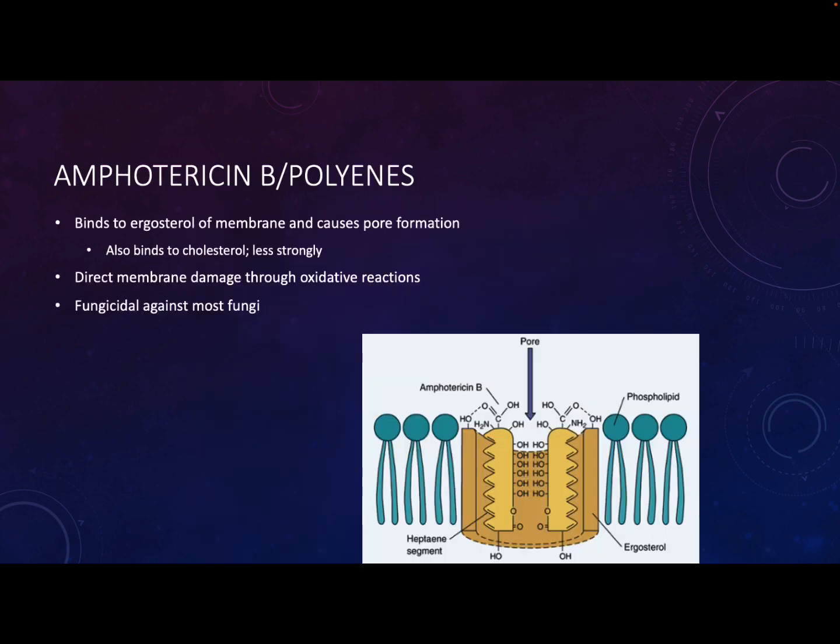So Amphotericin B is another pretty common fungal treatment. It's part of this polyenes group. It binds to the ergosterol and causes a pore to form. And when that pore forms, you get the leakage and you get direct damage, the cell will die, and it's fungicidal against most fungi.